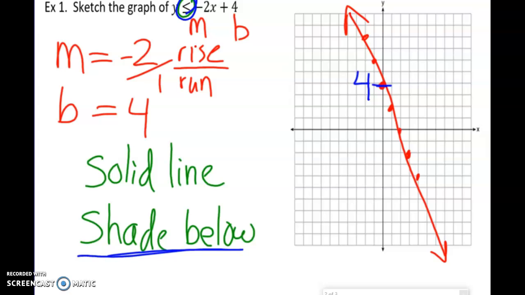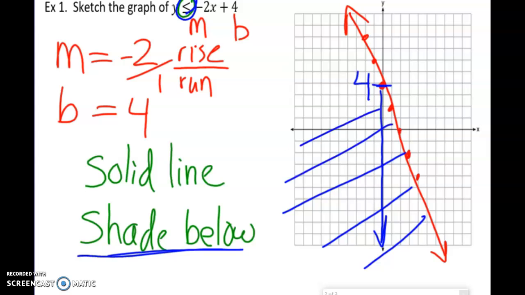Now, if it's less than, it said shade below. What's below 4? All these numbers on the y-axis, right? 3, 2, 1, 0, negative 1, negative 2. These are all less than 4. So that means I'm going to shade this side, the side that is technically below the line. Okay?